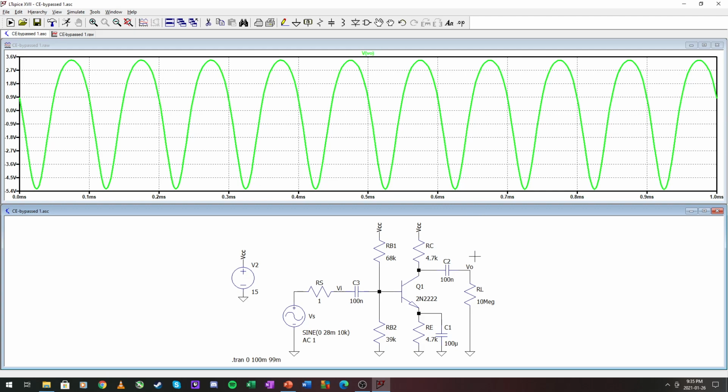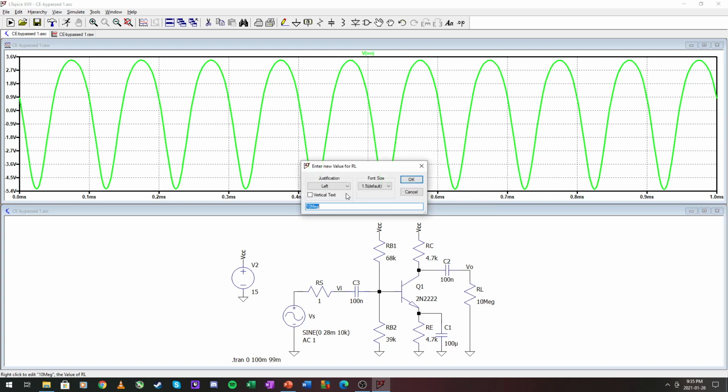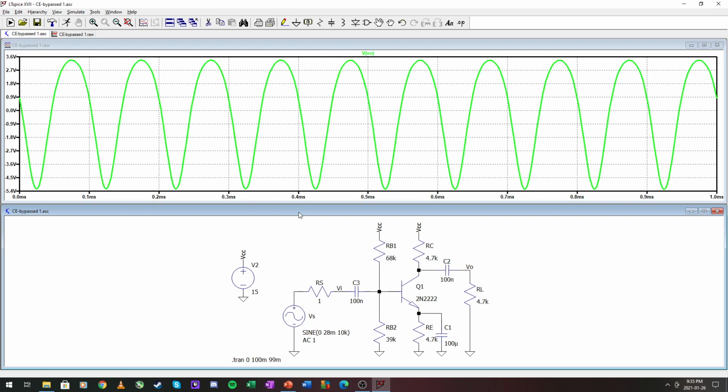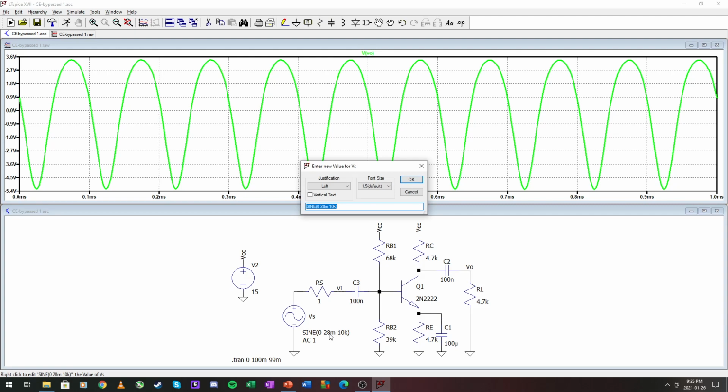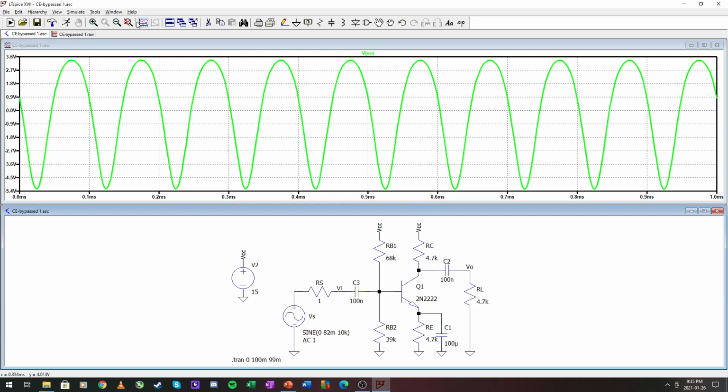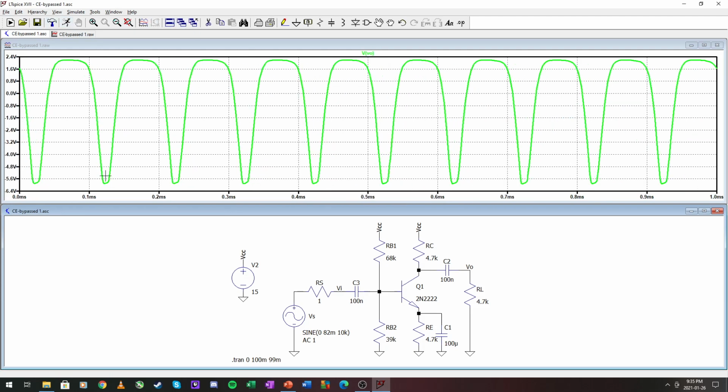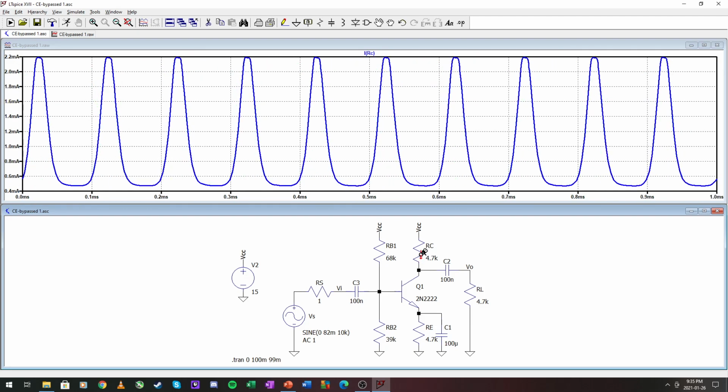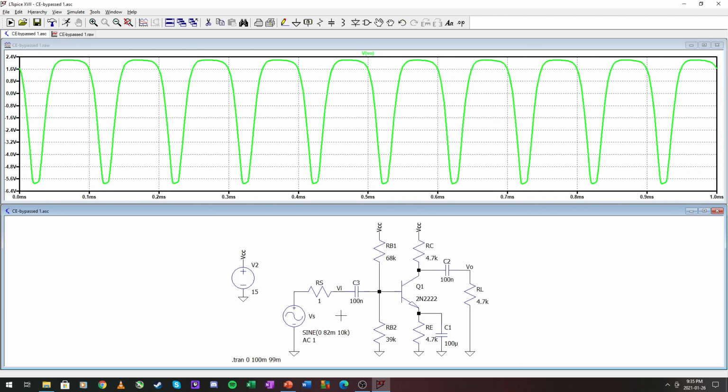And let's have a look at when we actually add our load. So this was 4.7 kilo ohms. When this was 4.7 kilo ohms, one input we determined was roughly 82 millivolts peak. And as you can see, it's clipping on the one side, it's starting to clip on the top side, and this is approaching that 2.6 volts that we had, and we can see that our amplifier has these spikes where it is saturating.